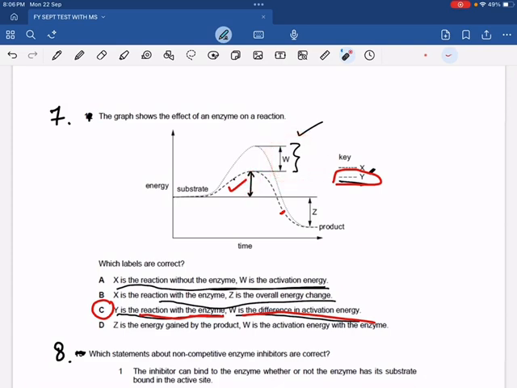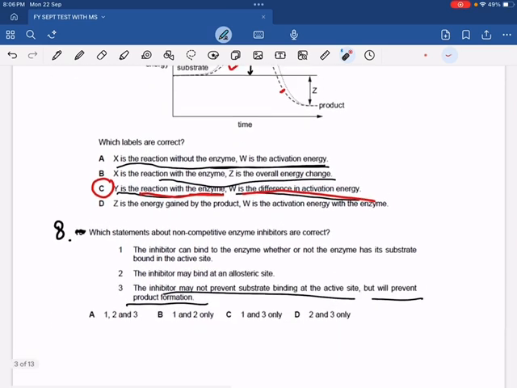If there was no enzyme, this would have been the total amount of the energy that is needed to start the reaction, and the enzyme has lowered it to this much, and the difference in the activation energy is W. So the answer for MCQ number 7 is C.